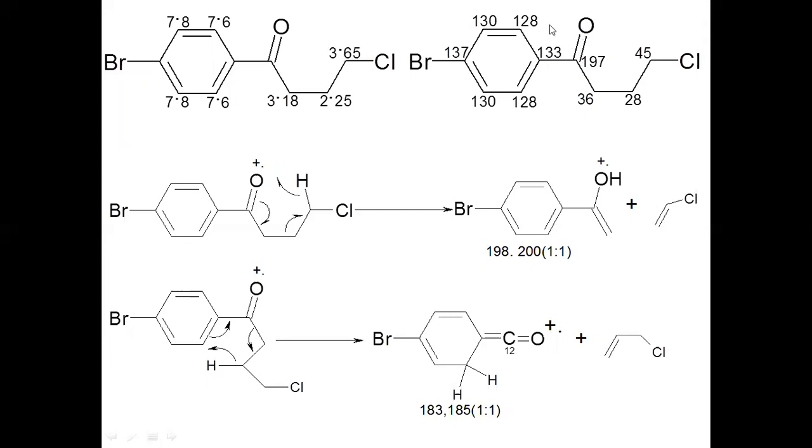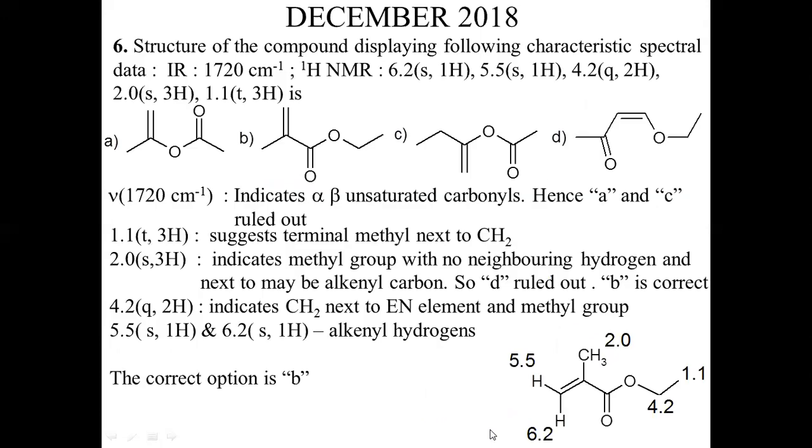And this is the aromatic region. Because of this McLafferty rearrangement, you have 198:200. That is 1:1. And you have another one, a bulky group, 1:1. So with that, we'll move on to problem number 6. This is a question from December 2018.